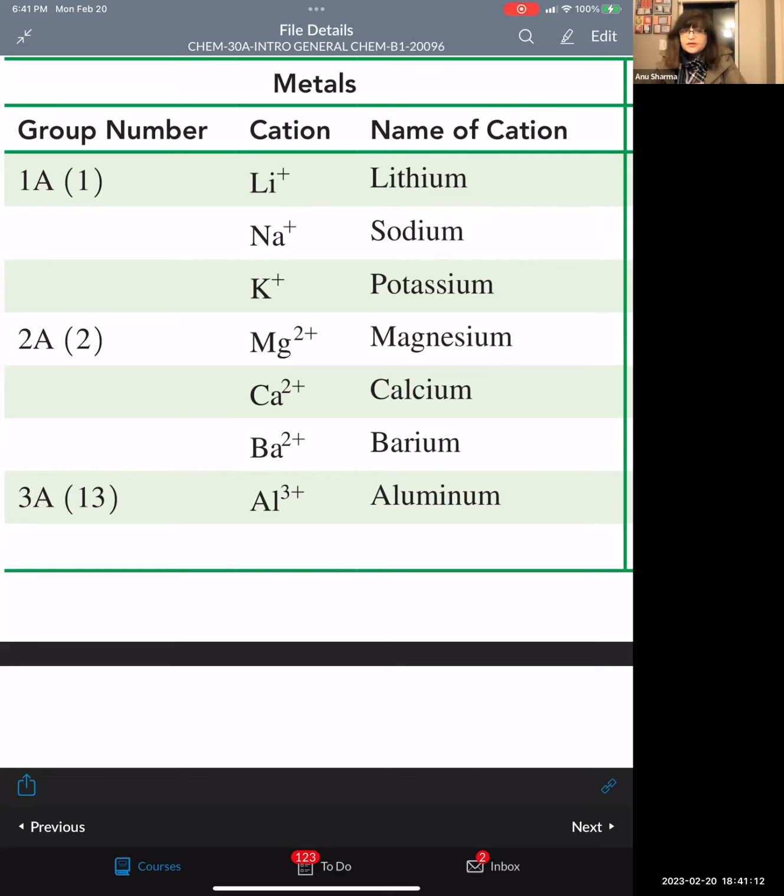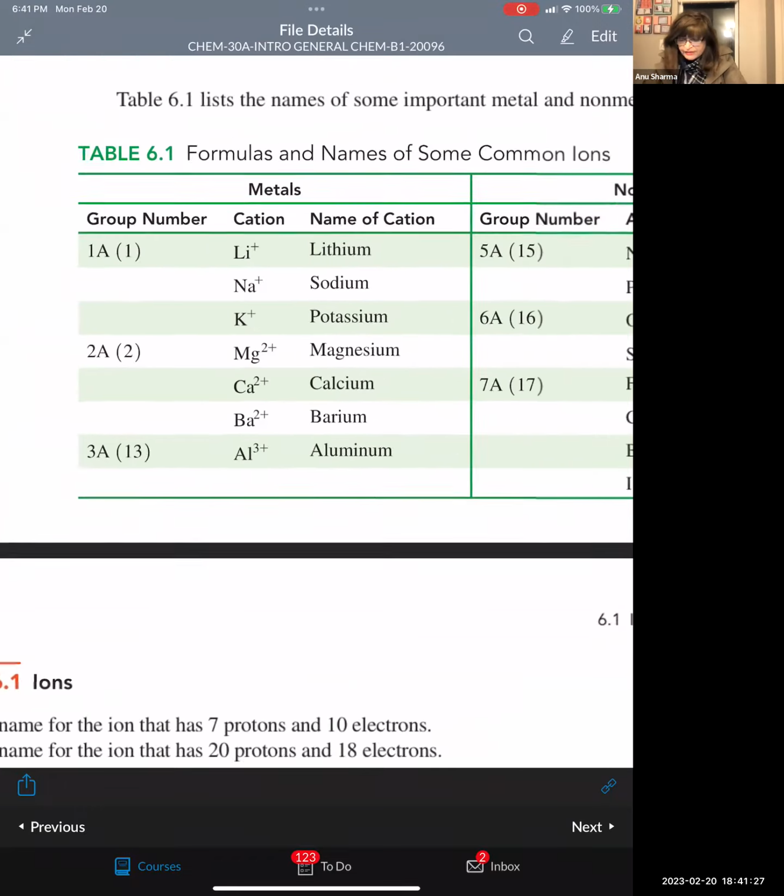Group 3A is a mixture of metals, non-metals, and metalloids, so we are just focusing on the metals. In this case, aluminum is present, which is going to lose 3 electrons. So it will have 3 plus charges and the name remains the same.